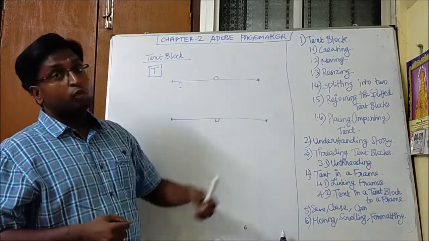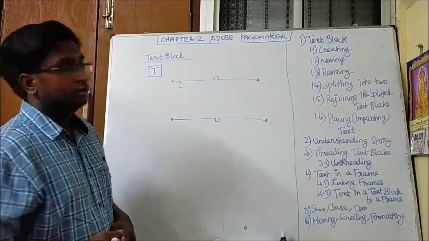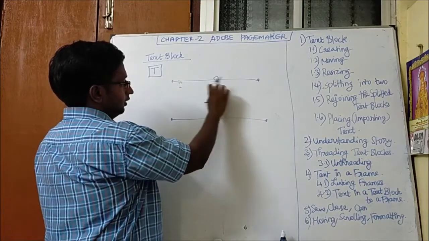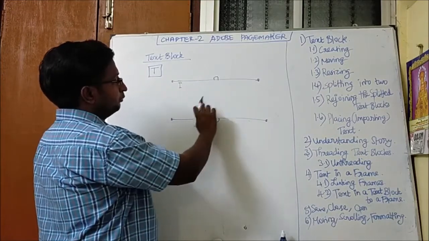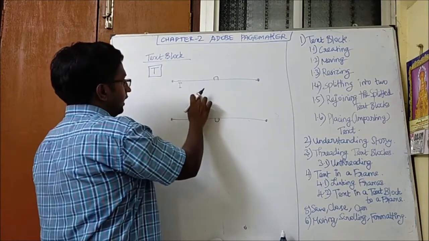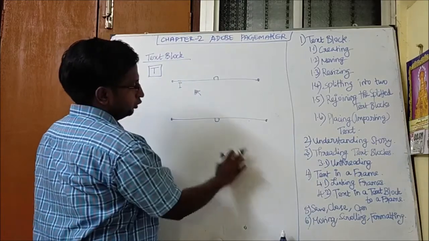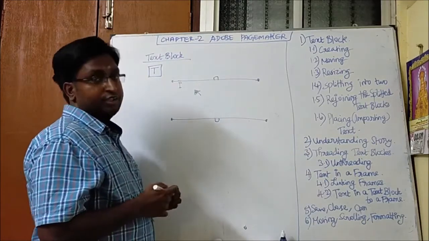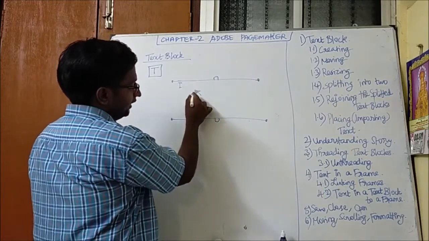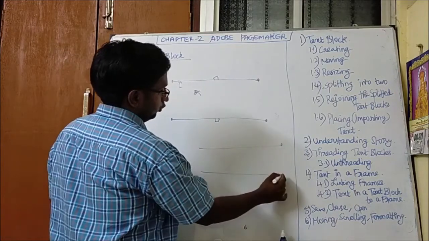The next one is moving the text block. How can we move the text block? By moving the cursor to any part inside the text block, clicking the left mouse button, and dragging to whichever place we need. So this is how the text block is moved. If you click and drag from here to here, the text block will be moved.